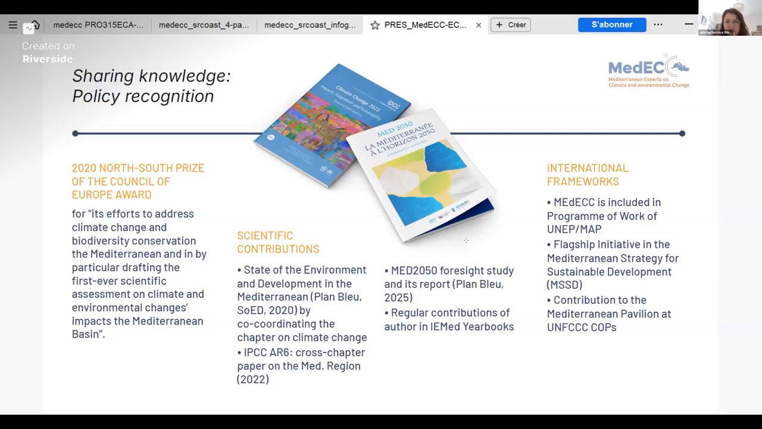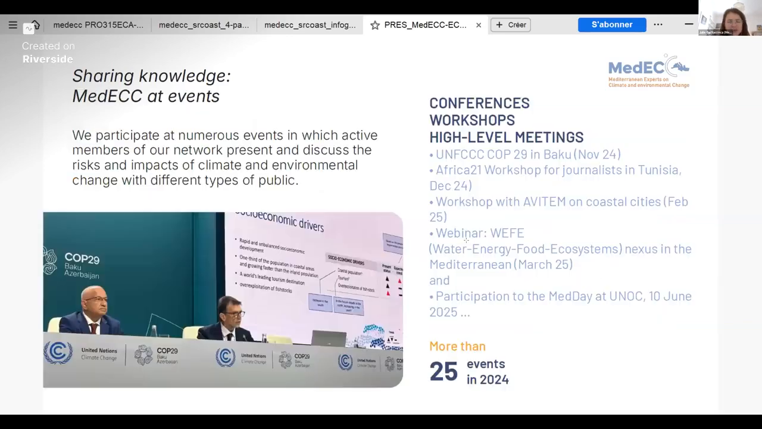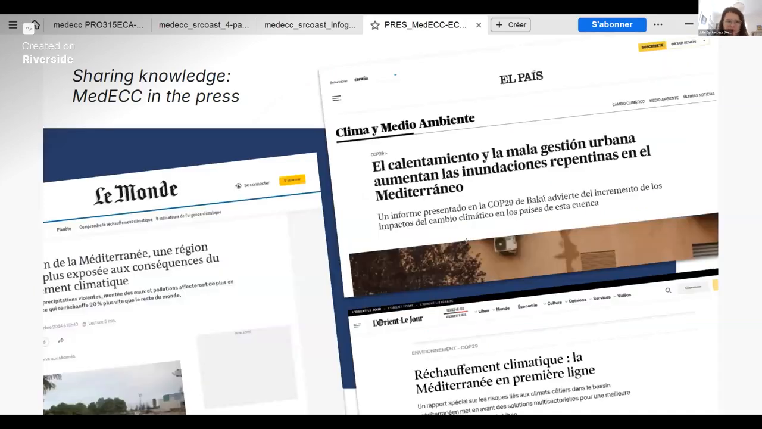It's a foresight study. Based on all the scientific results, for example, that we published and many other collaborations, they draft 6 sustainable pathways possible for the Mediterranean by 2050, including a lot of social indicators. I already said that we also share the knowledge through events, and we have some articles in the press.